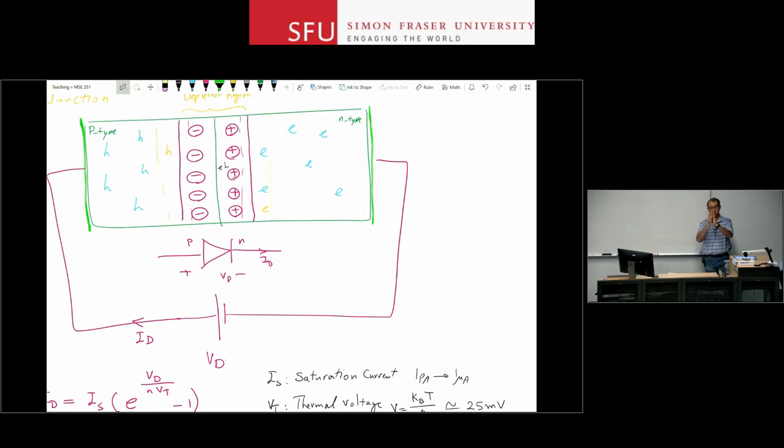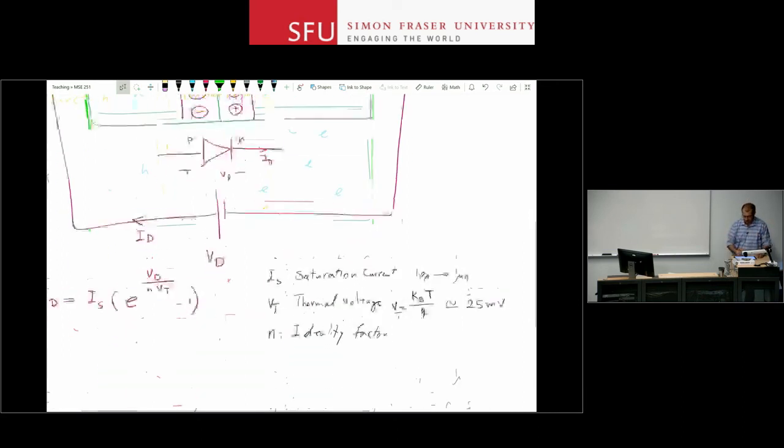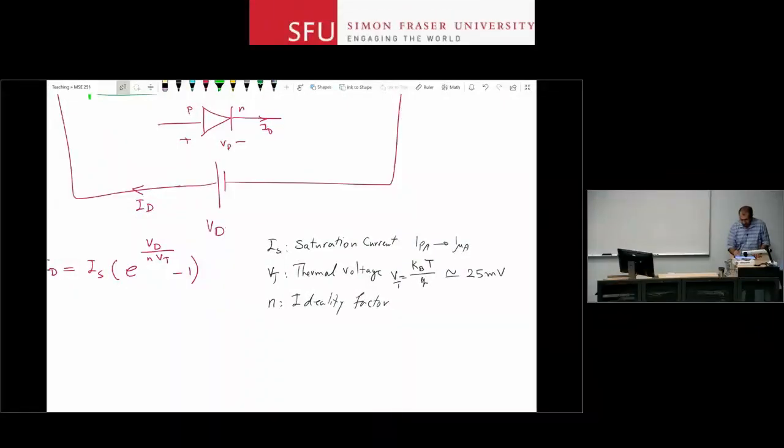You have P side on one side, N side on the other side. The dopant concentration is constant, all those things. This is again ideal. In a real world, the dopant concentrations will move from being N to P. There is a little bit of transition. So this N represents that. And typical values are from 1 to 2.